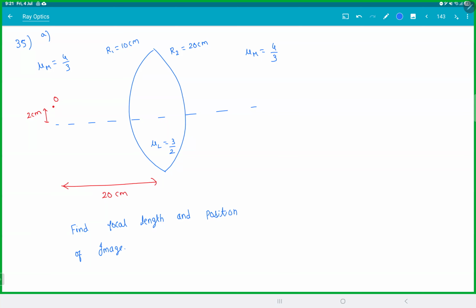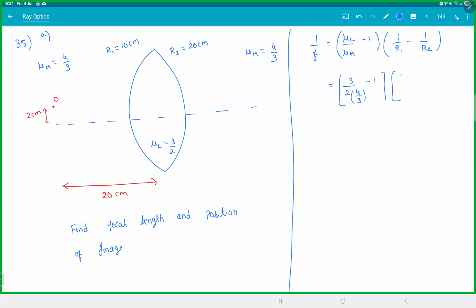(160 centimeters). I'm not sure though. Let's see the focal length formula first. 1 by f is (mu lens by mu medium minus 1) times (1 by r1 minus 1 by r2). Mu lens is 3 by 2. Mu medium is 4 by 3.